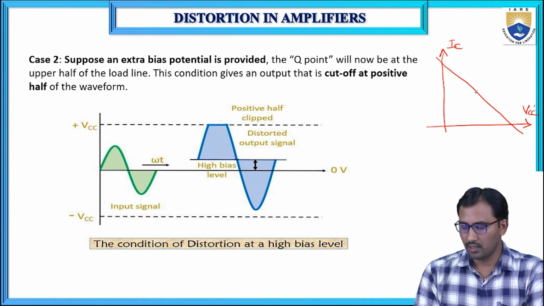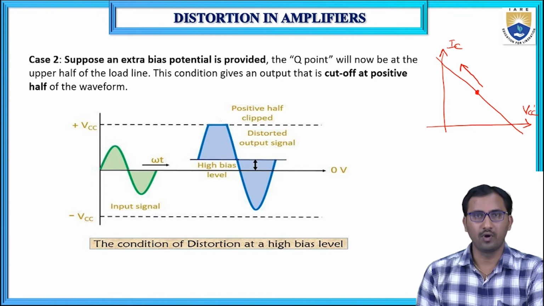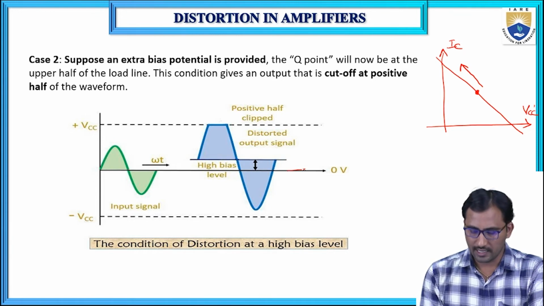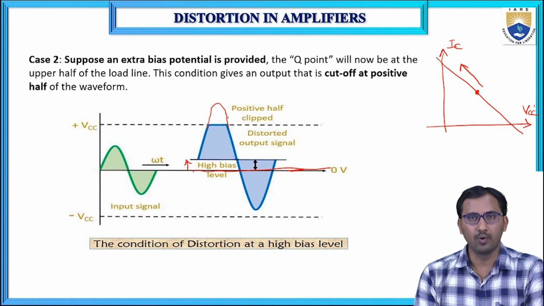Okay, so it is always desirable for the Q point to be at the center of the load line, but here, due to the extra biasing, this Q point is shifted to the upper half of the load line. So that's why clipping takes place at the positive peak of the output waveform. Here this is the center of the load line, but the operating point is shifted from the center to here. Because of that, there is a clipping at the positive peak of the output waveform.